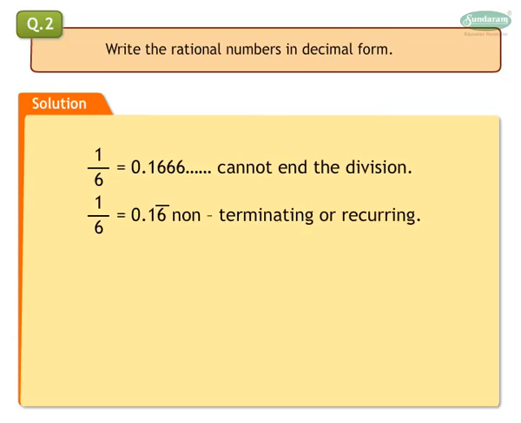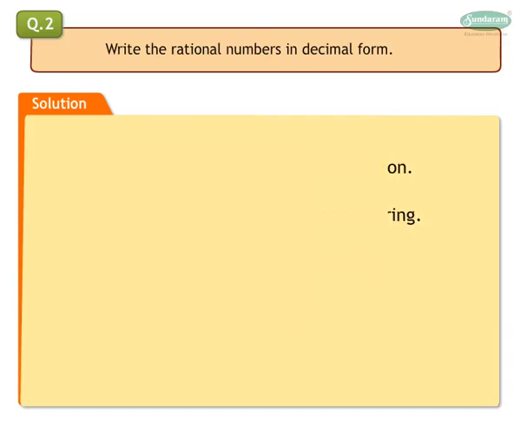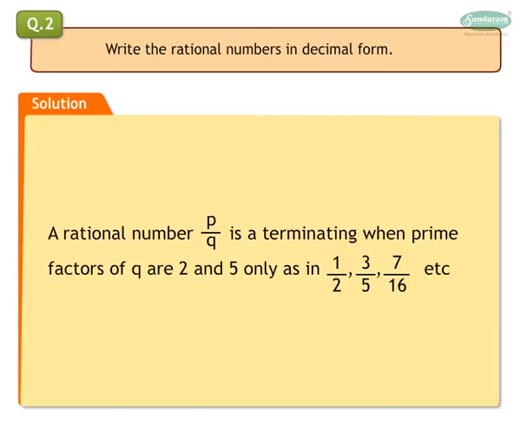Whenever there is more than one number recurring after the decimal, as in 0.4545, we show it by putting a horizontal line on the recurring numbers. Therefore, 0.4545 is equal to 0.45 with a bar. A rational number p upon q is a terminating decimal only when the prime factors of q are 2 and 5 only, as in 1 upon 2, 3 upon 5, 7 upon 16, etc.